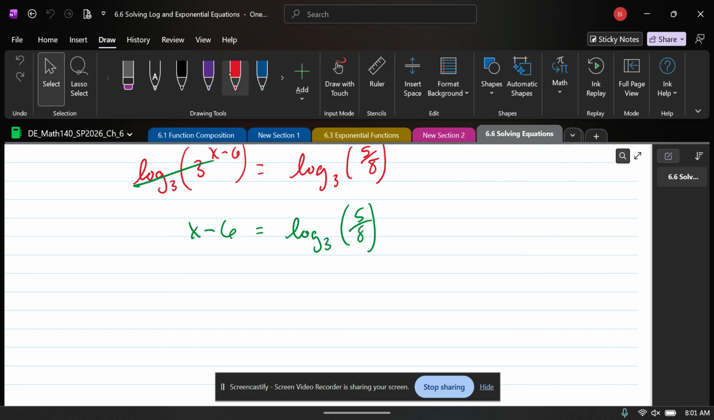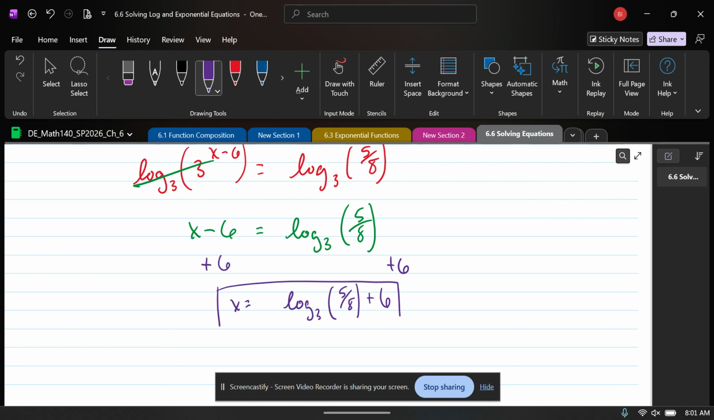So all we got to do is get that x by itself. So last step is add 6. That's going to give us log base 3 of 5/8, and then plus 6. So there's our exact solution. We want to get the decimal approximation of that.